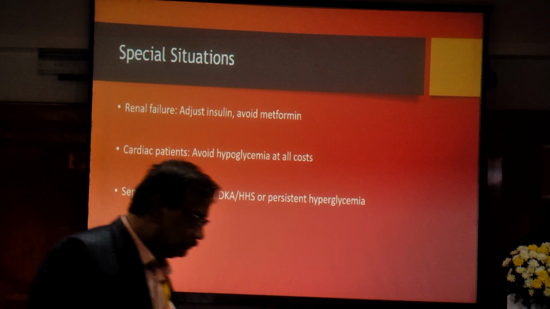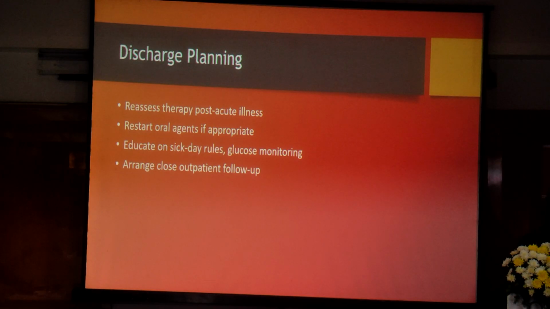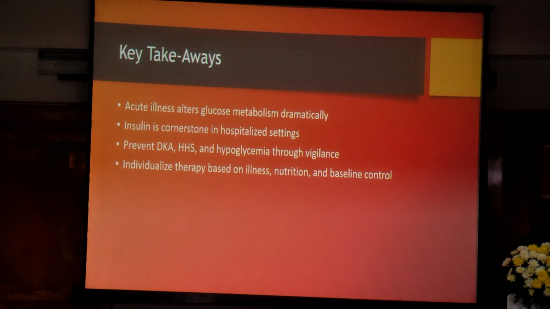Special situations: again, the use of oral drugs is very tricky and should be avoided in case of renal failure or sepsis, and in cardiac patients, strictly avoid hypoglycemia at any point. Discharge planning: of course, you need to look at the post-acute illness status, restart the oral agents, educate the patient again on the sick day rules and glucose monitoring, and ask the patient to follow up on an OPD basis.